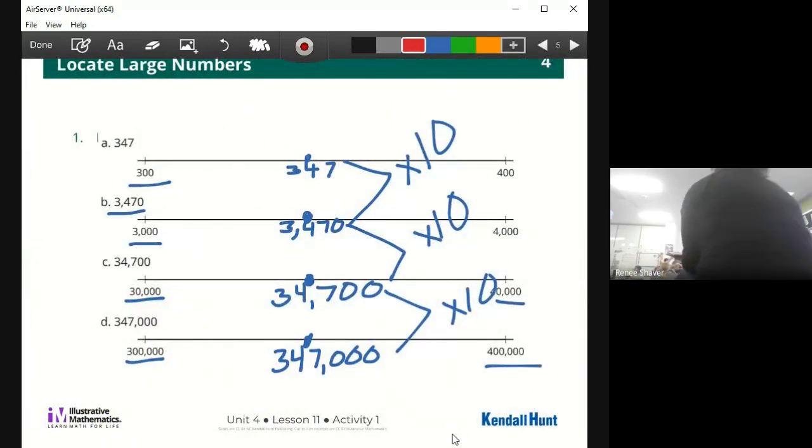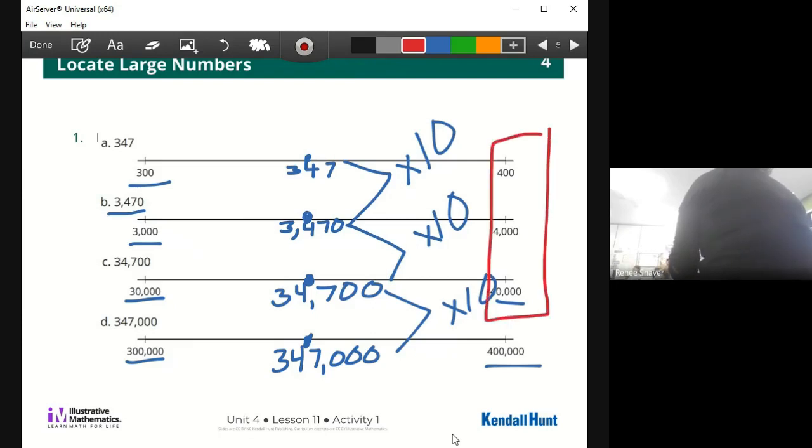Okay, activity 1 didn't have the same tick marks, did it? Okay. Hey, Hadley? The amount is different. Okay. Bella? So if we look, most of these number lines didn't end with 400,000, did they? Okay, go ahead. What do you think?